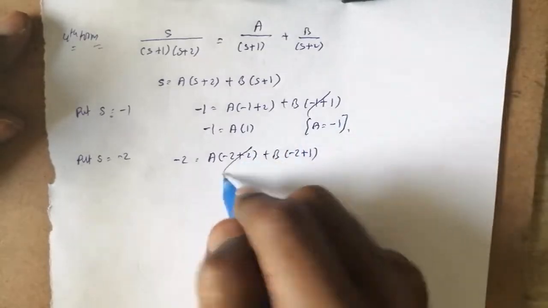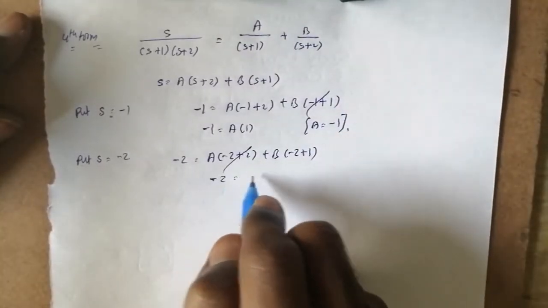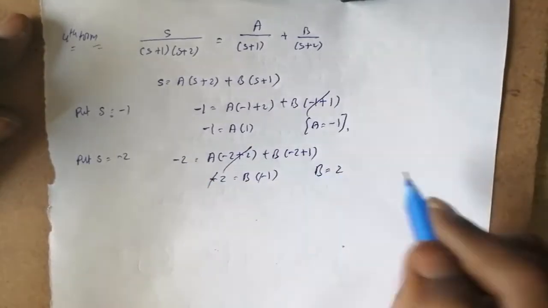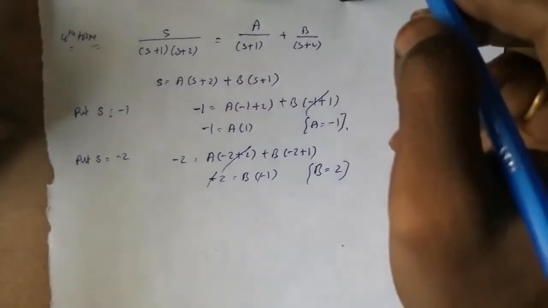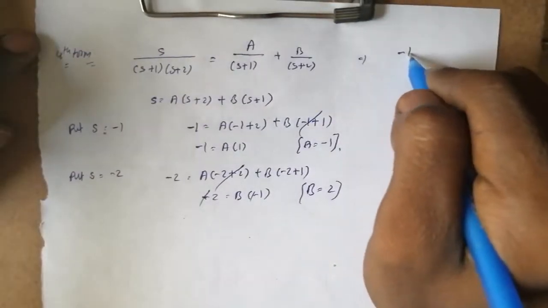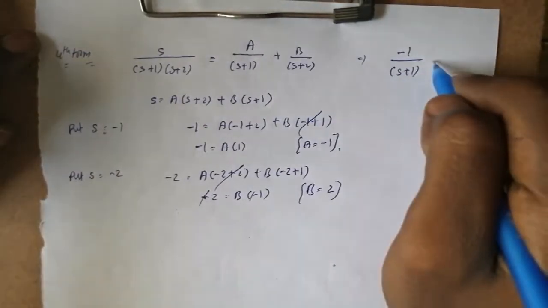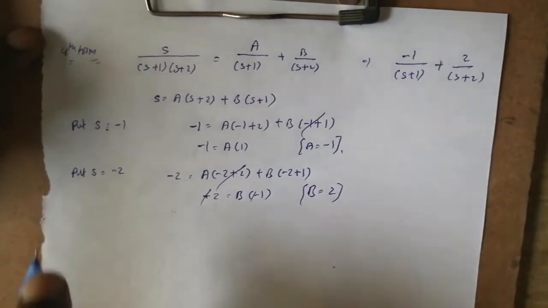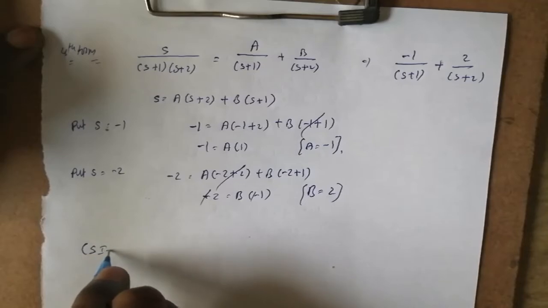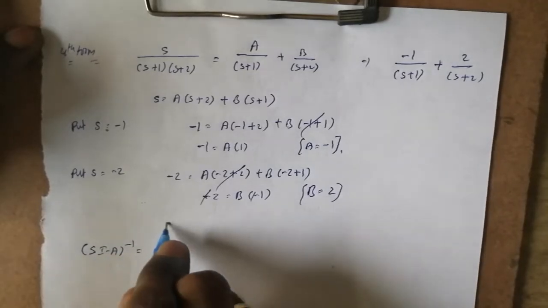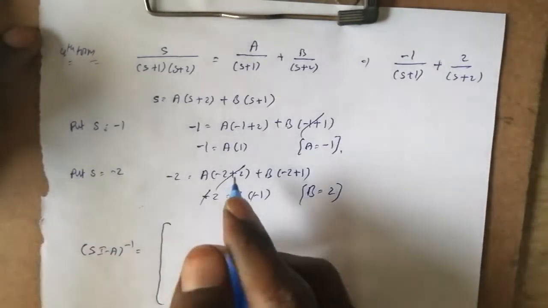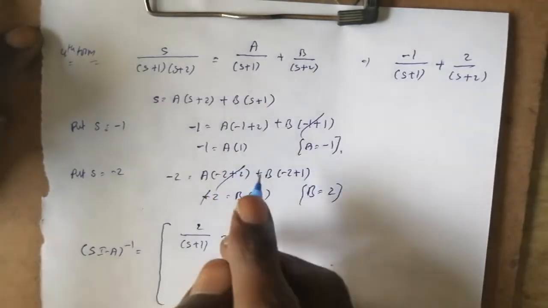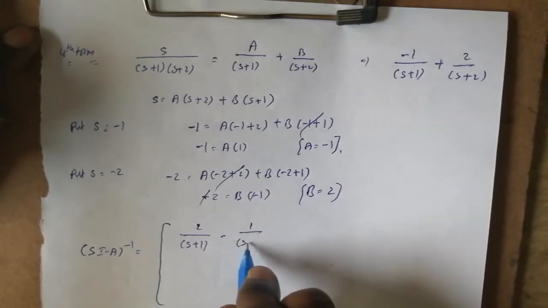Now here it becomes 0. Minus 2 equals b into minus 1, the minus signs get cancelled, and b equals 2. Now these two should be substituted here. Then minus 1 by s plus 1 plus 2 divided by s plus 2. So finally the matrix (sI minus A) inverse becomes 2 divided by s plus 1 minus 1 divided by s plus 2.